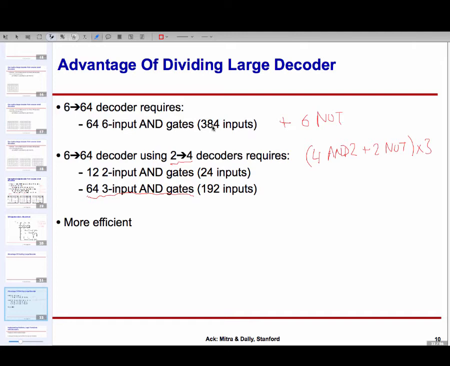So it's more efficient. Even though the number of gates here is more, 64 plus 12, these are smaller gates, 2-input and 3-input. Here I have 64 gates, but they are monsters, 6 inputs each. So the first strategy ends up having a bigger area, more cost. The second strategy is more efficient. So where am I losing?